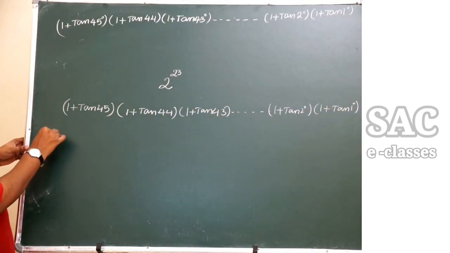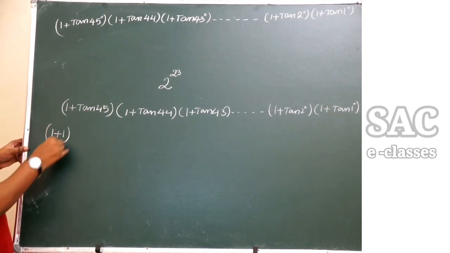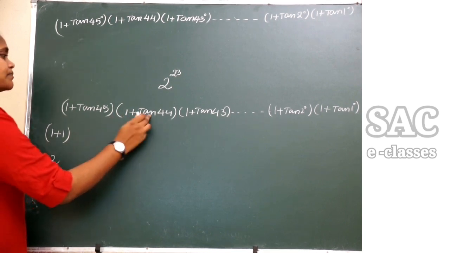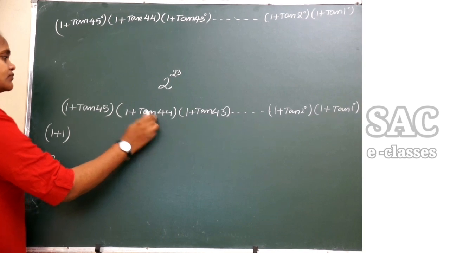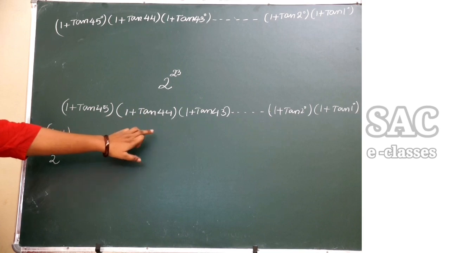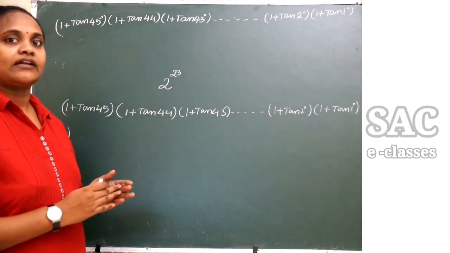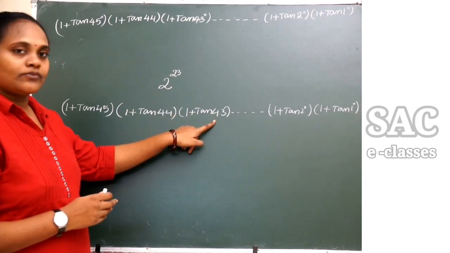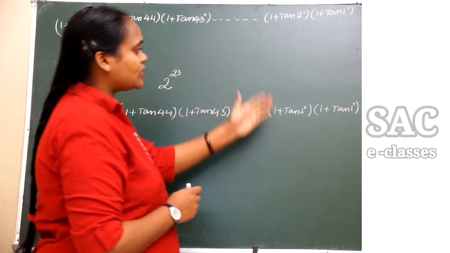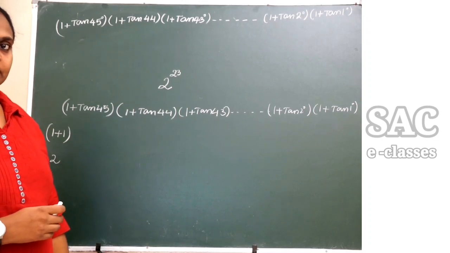Now we all know tan 45 is 1, so 1 plus 1 here is 2. In the same way, can you say what 1 plus tan 44 is? No, we don't know that. It is not a standard angle value, and we know only the standard angle values. Tan 43, no chance. In the same way, tan 2 degrees, tan 1 degree, tan 10 degrees, tan 20 degrees, we don't know those. Isn't it?